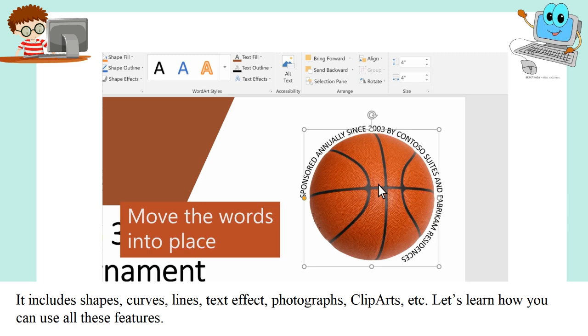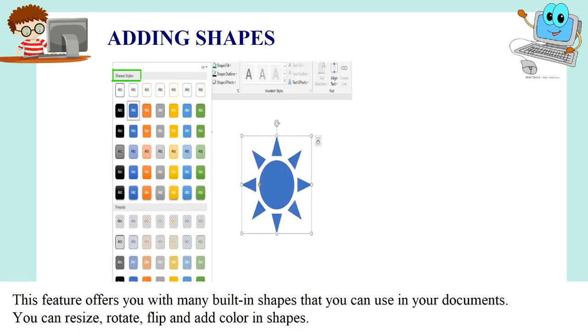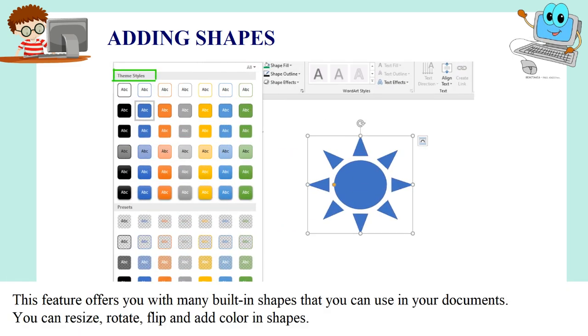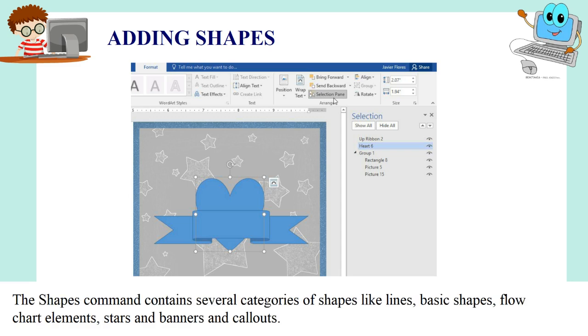Let's learn how you can use all these features. Adding shapes. This feature offers you many built-in shapes that you can use in your documents. You can resize, rotate, flip, and add color in shapes. The Shapes command contains several categories of shapes like lines, basic shapes, flowchart elements, stars and banners, and callouts.